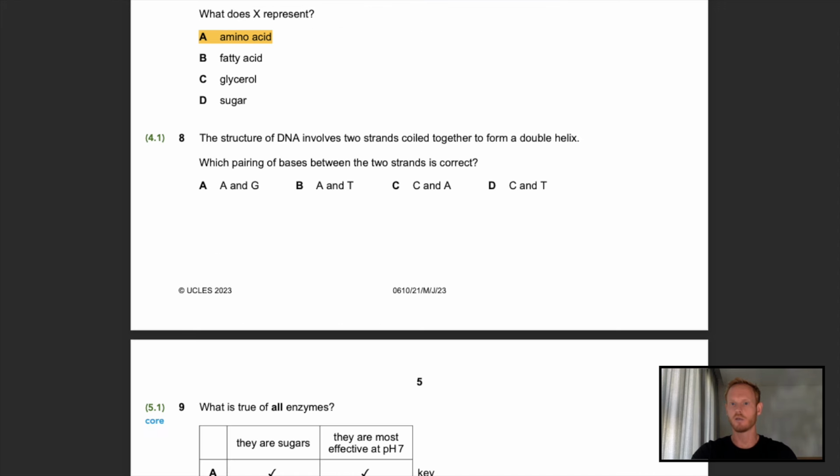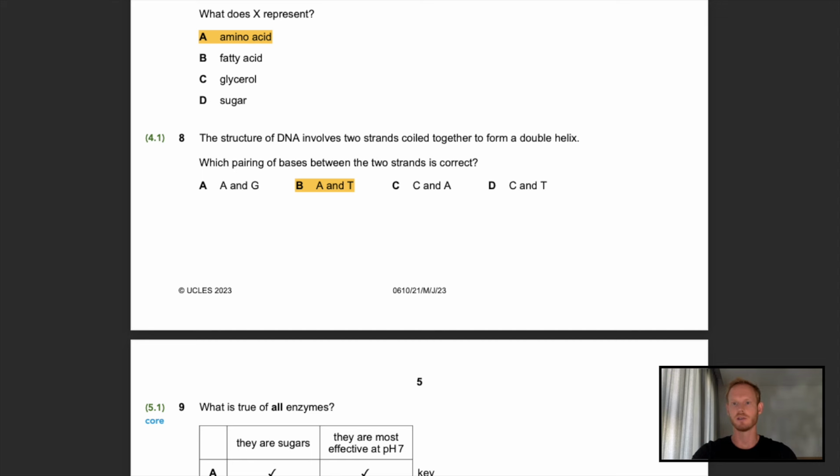Question 8. The structure of DNA involves two strands coiled together to form a double helix. Which pairing of bases between the two strands is correct? So the two strands of DNA are held together by bonds between pairs of bases, and the bases always pair up in the same way. A pairs with T and C pairs with G.